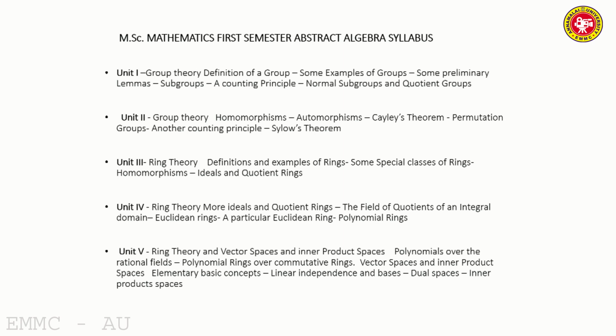Now we give a brief introduction about the units. This abstract algebra paper is divided into 5 units. Unit 1 deals with group theory, and Unit 2 discusses group theory in detail. Unit 3 discusses ring theory, Unit 4 is a continuation of ring theory, and in Unit 5 we have ring theory along with vector spaces and inner product spaces.